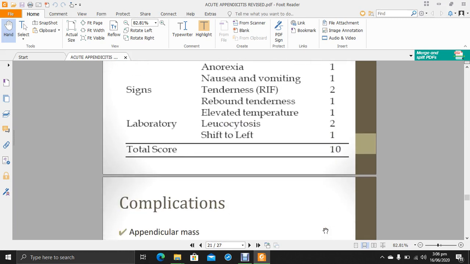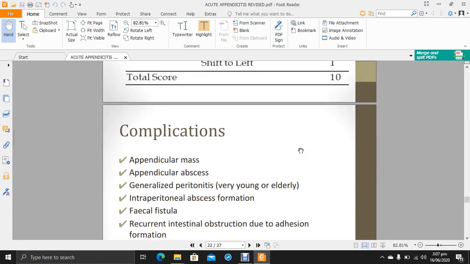So if the total score is from 1 up to 4, then you should be careful that this is not acute appendicitis. If it is from 5 to 7, there is suspicion of acute appendicitis, and consider your clinical experience. And if it is more than 7, sure shot, 100% clear that this is acute appendicitis, you should not wait, you should proceed for surgery to do appendectomy.